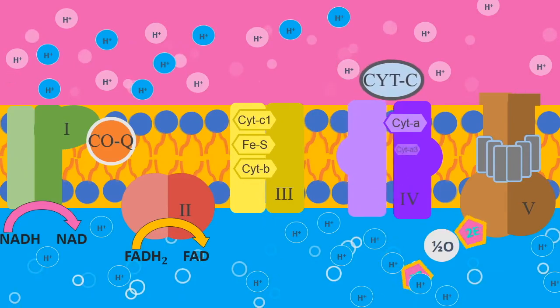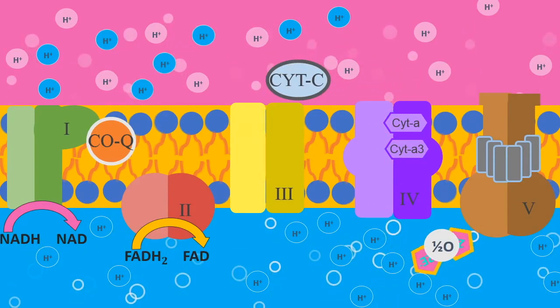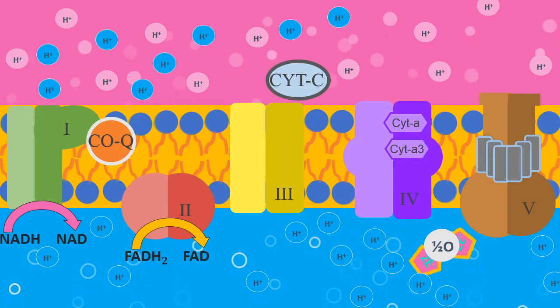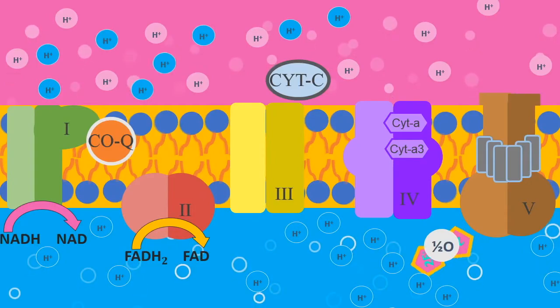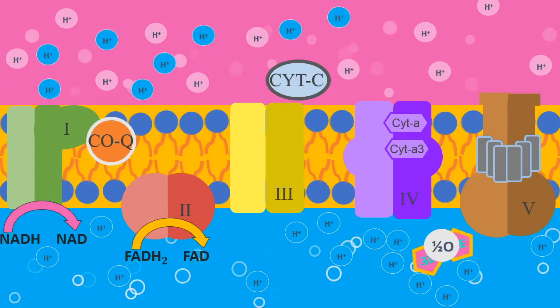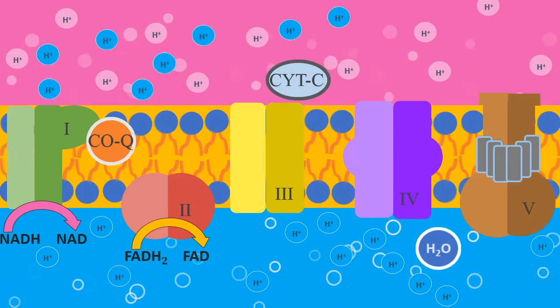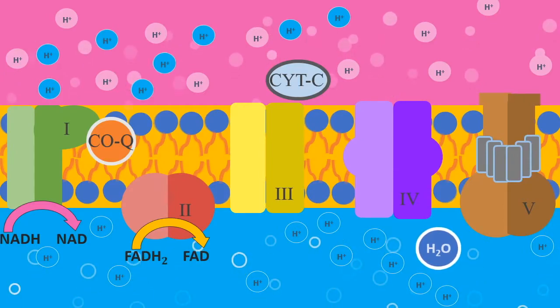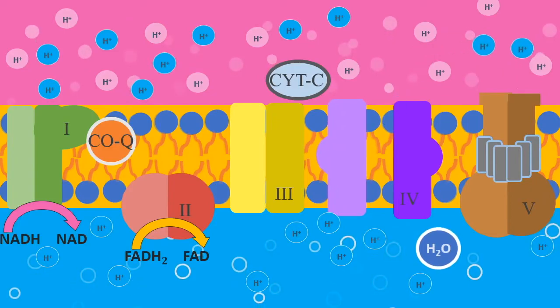Cytochrome C then donates the electrons to complex 4, and in complex 4, the electrons are received and donated to the final electron acceptor, which is oxygen. The oxygen combines with 2 hydrogen ions and gets reduced to water. And again, 2 hydrogen ions are pumped into the intermembrane space.